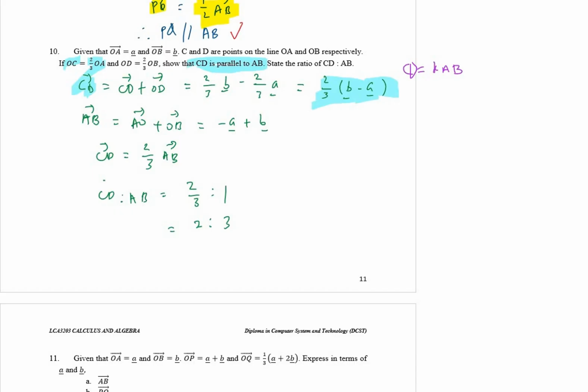So you want to put them in terms of a ratio, whether you can form a relationship for them. Yes, you can. So the k is actually 2 over 3. So what is the CD to AB? CD to AB is 2 over 3 to 1, but we don't quite want this 3 at the bottom, so you bring it up, so it becomes 2 to 3.